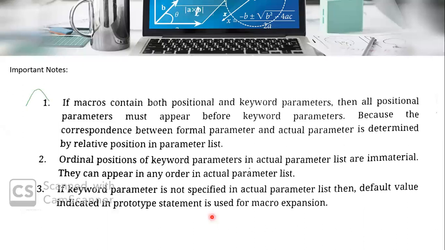If we don't specify that particular value, then by default the default value will be considered at that particular position. Okay, now these are the three important points related to parameters of a given macro.